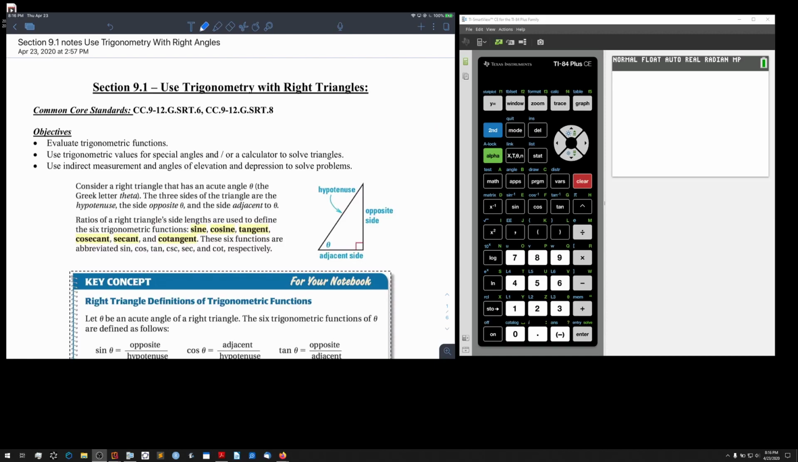Hi guys, so let's talk about section 9.1.